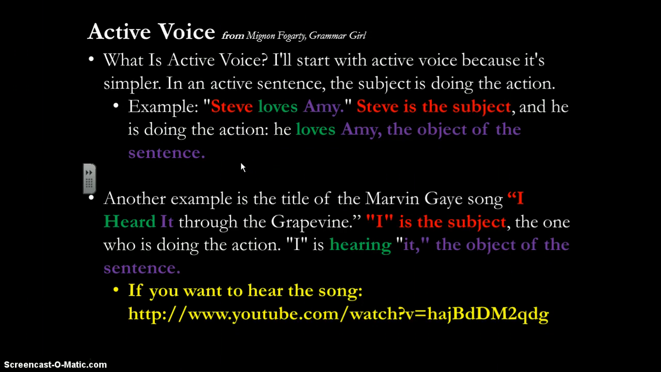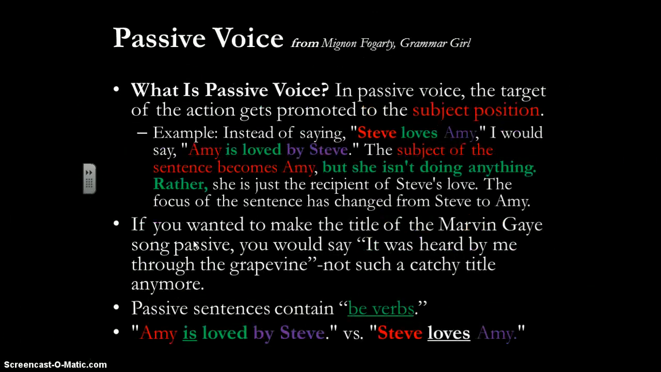Most things are written in active voice because active voice shows authority, it shows purpose. So there's a song that's called I Heard It Through the Grapevine. I'm not going to sing it for you. If you would like to know what that sounds like, then go to this YouTube address and you can hear Marvin Gaye in all his glory. But here, subject is I. What did I do? I heard. And what did I hear? I heard it. And through the grapevine, prepositional phrase. Okay? Very straightforward.